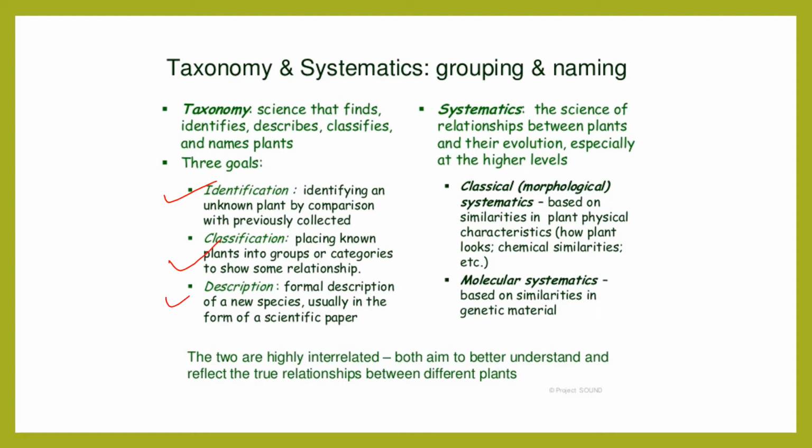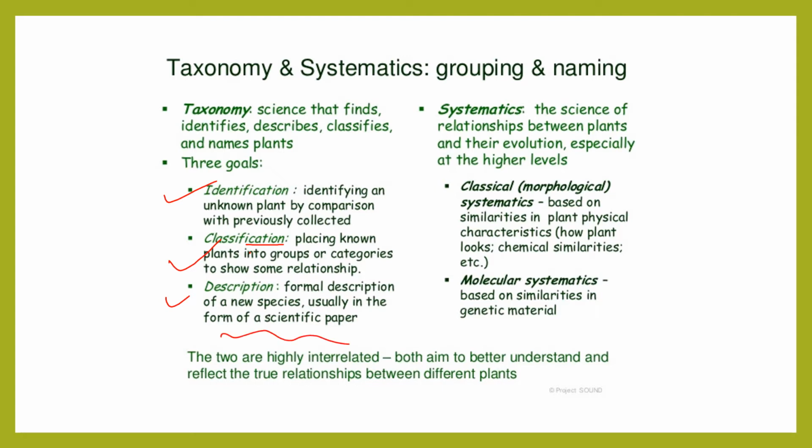Now, what do you mean by identification? Identification means you're identifying an unknown plant and comparing it with previously collected plant species. Classification means after identification, you are placing the plants into groups or categories to show some relationship with each other. That is what is called classification. Next goal is description. After classifying the unknown, which is now a known plant, you're describing the new species in the form of a scientific paper. That is called description.